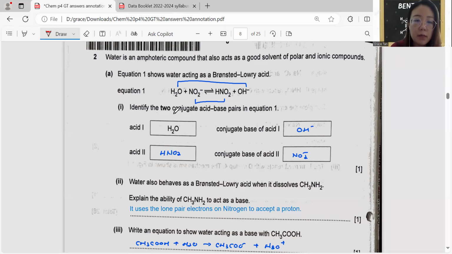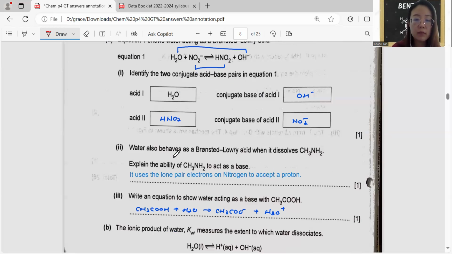Since the first one, they said acid is H2O, that means your conjugate base on the right-hand side is hydroxide. Then what is acid 2? Acid 2 is still a proton-donating compound. So your acid 2 has to be on the right-hand side, HNO2, because if you read the equation backwards, HNO2 moved to the left, it donated a proton. So the acid 2 is HNO2 and your conjugate base is NO2 minus.